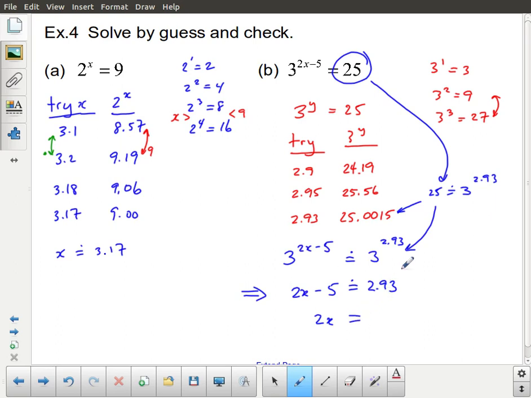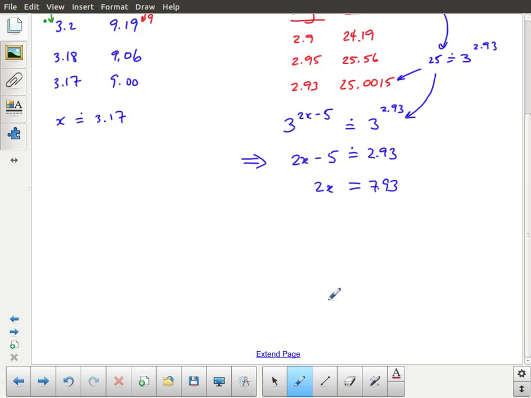2x is equal to 2.93 plus 5, so that's going to be 7.93. And then x is approximately, don't forget, these are all approximate, 7.93 divided by 2, which is 3.965. So this value of x gives me a value that's good to two decimal places using guess and check.